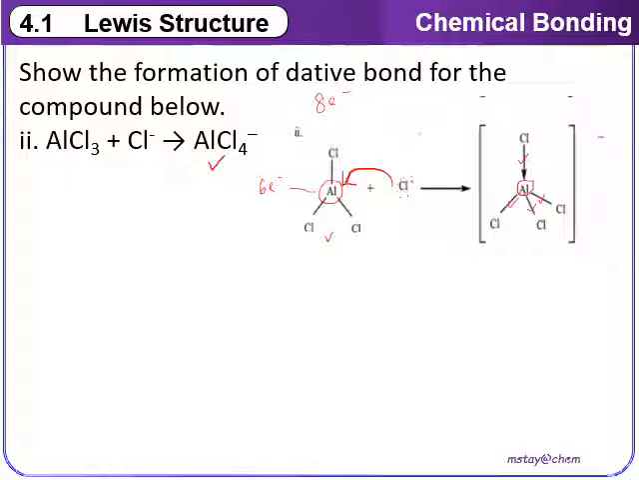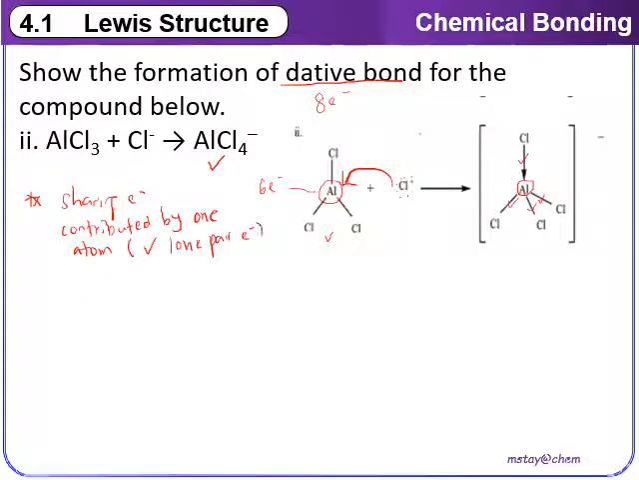So again, based on this true example, we already noticed that for the dative bond, the shared electrons are only contributed by one atom. And this atom generally always consists of a lone pair of electrons, like this one. While the electrons in the bonds are known as bonding pair electrons.